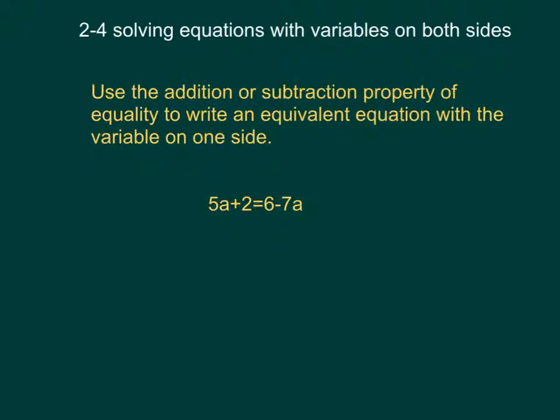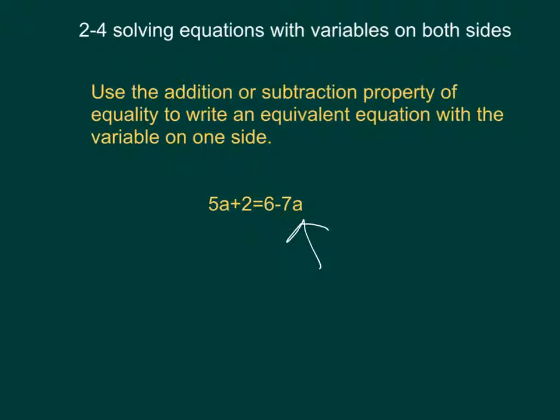2-4, solving equations with variables on both sides. When we are solving equations that have variables on both sides, we use the addition or the subtraction property of equality to write an equivalent equation with variables on one side. So your goal is always to get the variables on one side. So you just have to pick which side you want to work with and where you want to go.